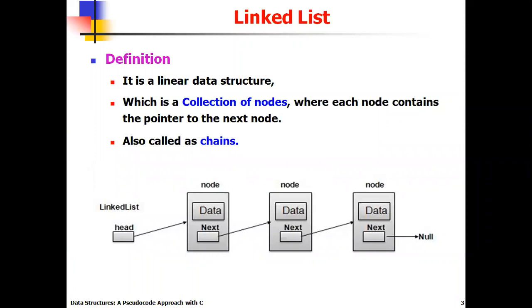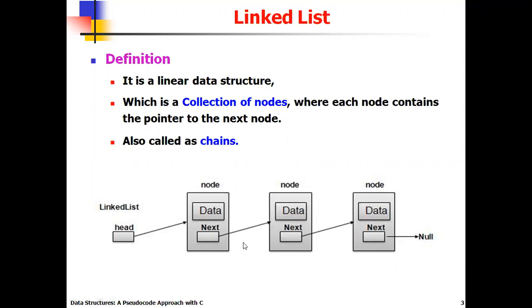The definition says it is a linear data structure, because it comes under the type of data structure where two types are there, linear and non-linear data structure. So linked list is a linear data structure and it is a collection of nodes. You can see in the diagram it's a collection of nodes where each node contains the pointer to the next node. So each node has a pointer called next which is pointing to the next node. Hence it says which is a collection of nodes where each node contains a pointer to the next node.